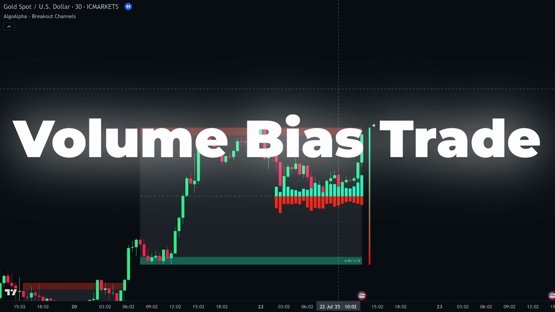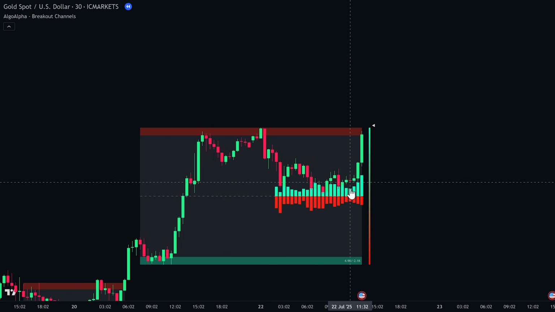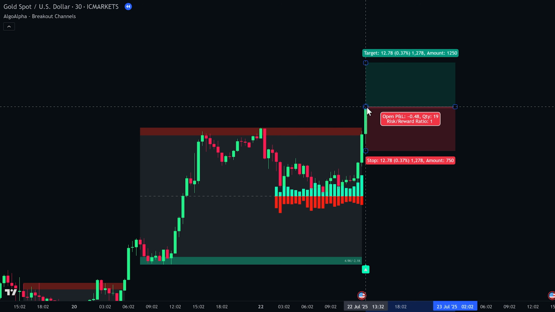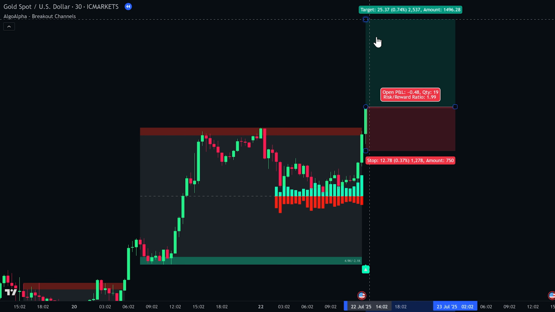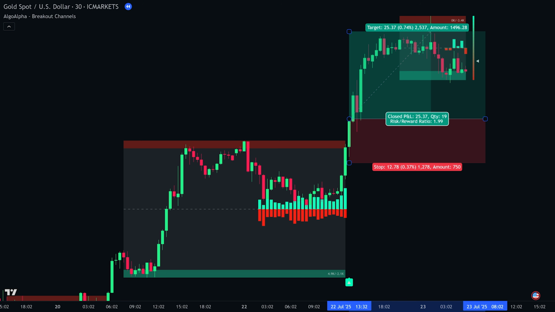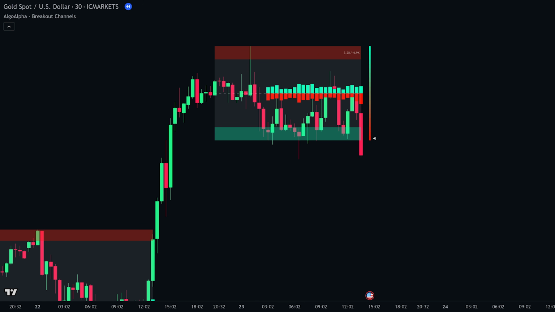The third approach is what we call the volume bias trade. In this setup, you're watching the volume inside the box before any breakout happens. If you start seeing consistent buying pressure while price is still ranging, with green delta bars and the gauge leaning upward, that's a clue that buyers are loading up. When price finally breaks out above the box, you already have confirmation. Enter a buy on the breakout candle. Stop below the breakout candle, and aim for continuation beyond the box size. In this example, you can see that after the entry, price moved exactly as expected and hit our take profit target.